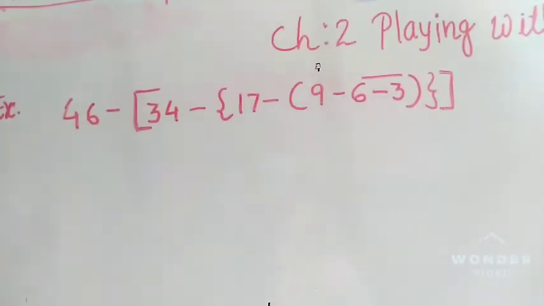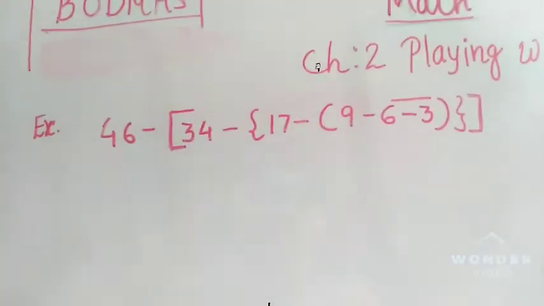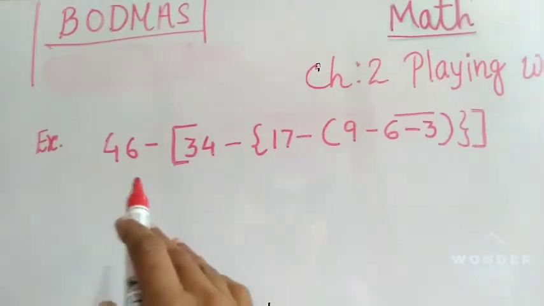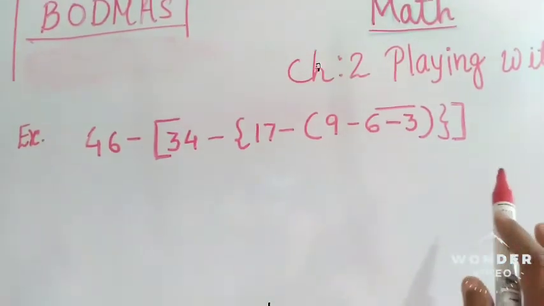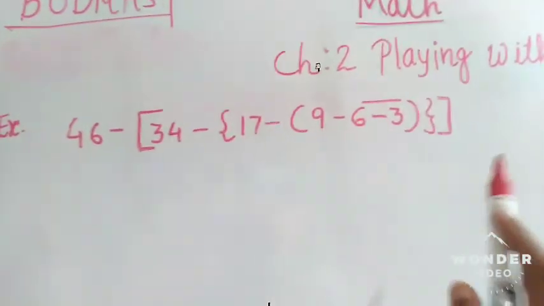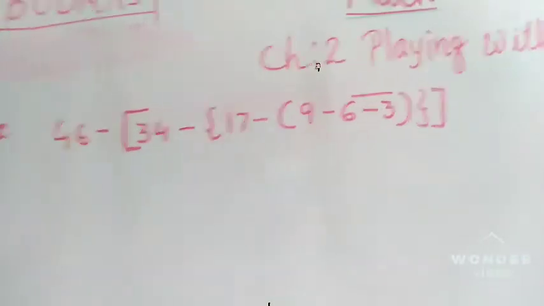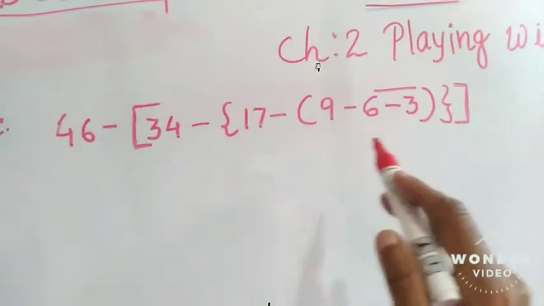So before solving, you know that in BODMAS we will go in the manner left to right. Okay, but we will not change the sequence of the numbers. We will write the numbers below and follow the sequence of brackets.